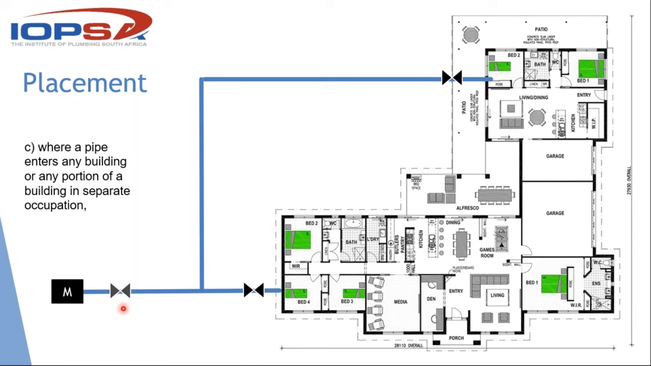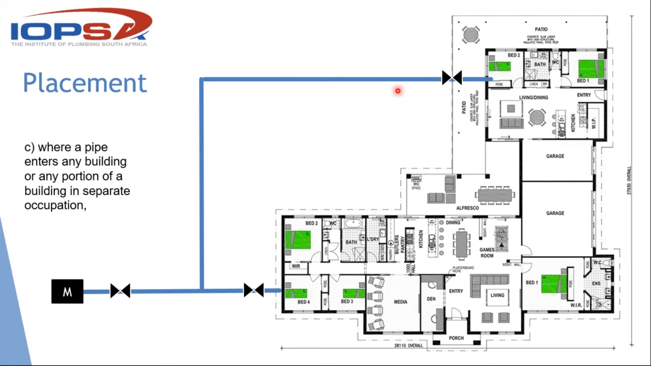So C, where a pipe enters any building or any portion of a building in separate occupation. So what does that mean? So there's my isolating valve after the meter, right, as per the standard. But here's two portions of this building which are in separate occupation. This is one home, it's a granny flat. We're not talking about two separate units, because that, well, I mean, like flat A and flat 1 and flat 2 in a complex, that's obvious.